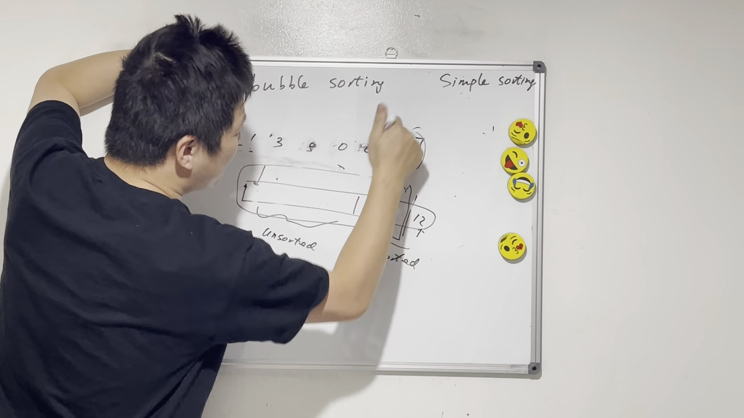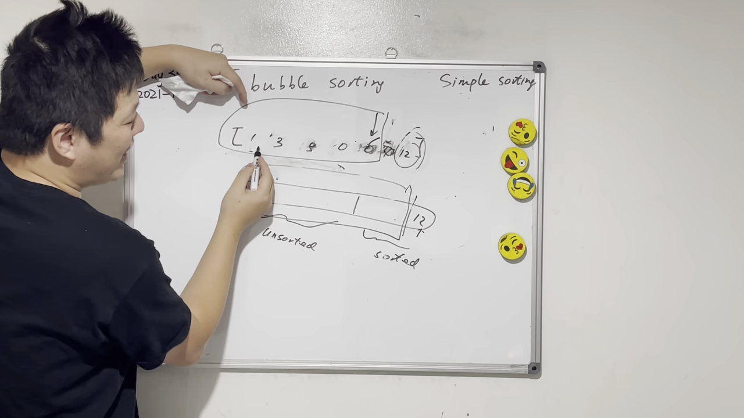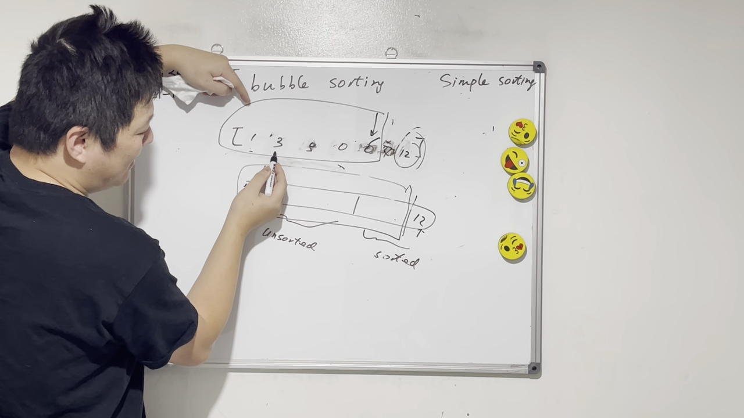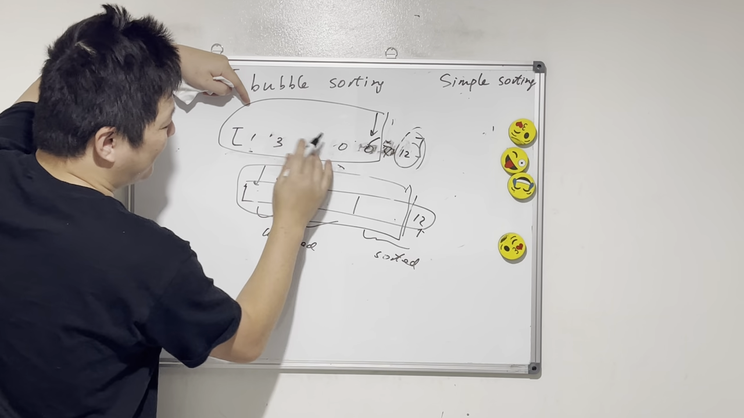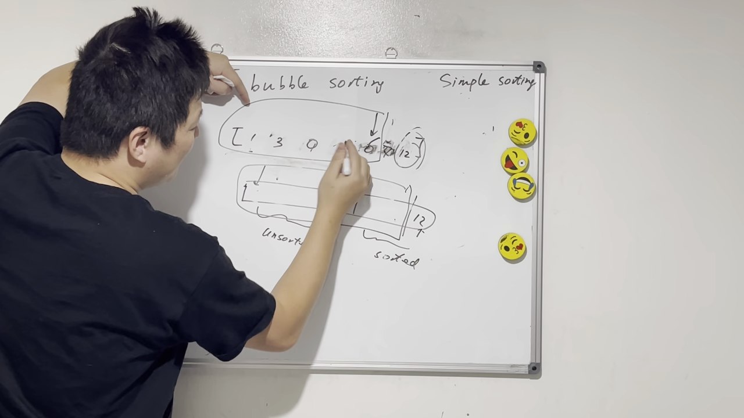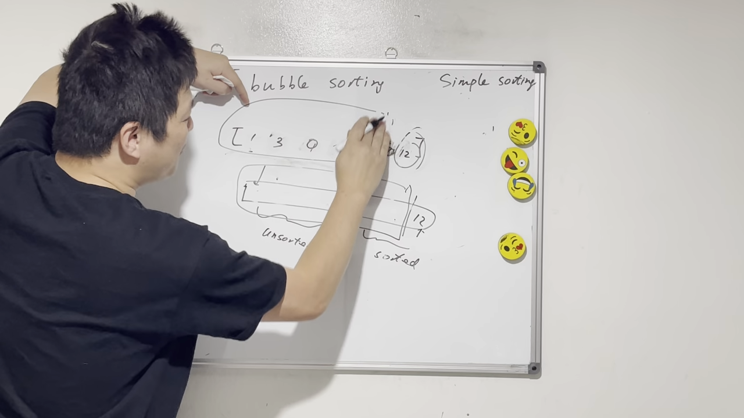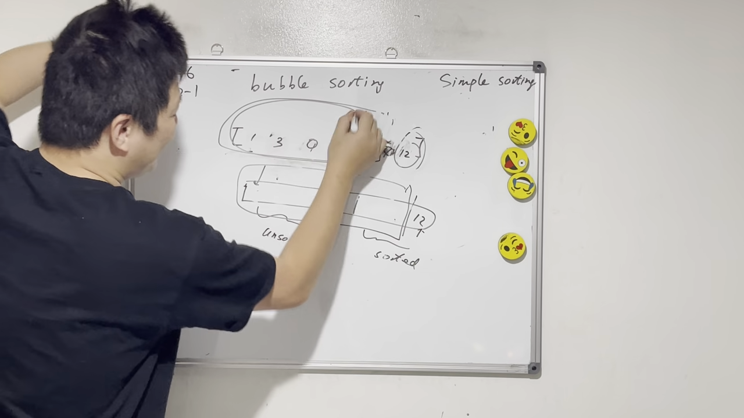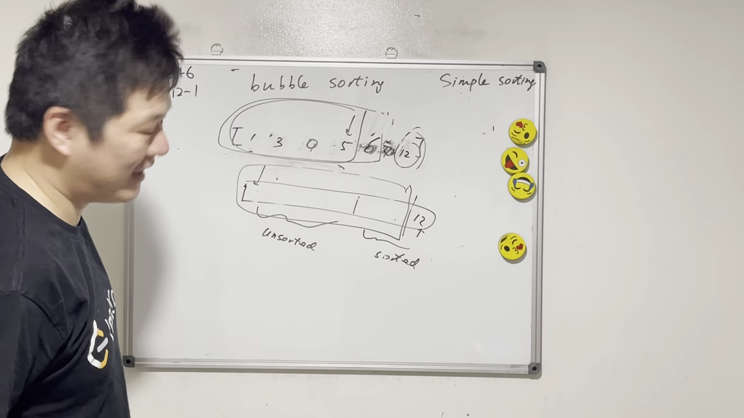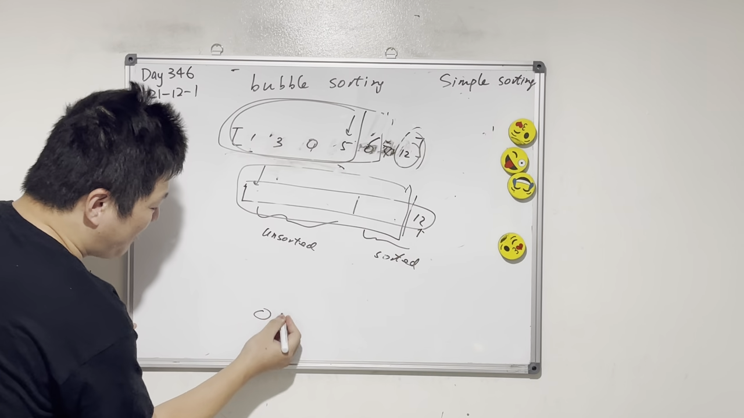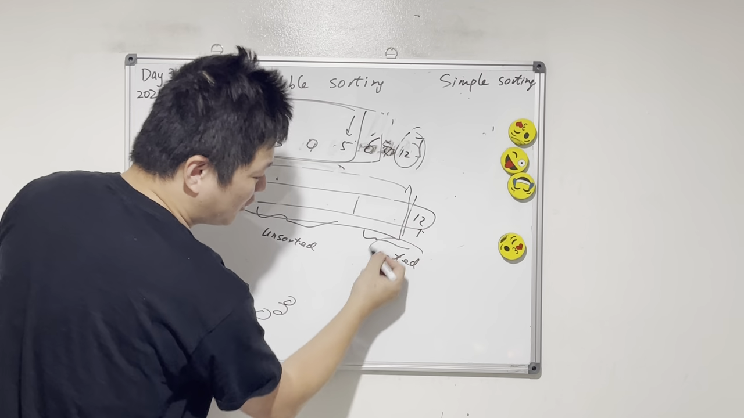Then I move here, so the unsorted list will be here. 1 and 3? No. 3 and 5? No. 5 and 0? Yes. 5 and 6? No. So 6 is the largest, then I move here. Do you see how this works? Every time we're bubbling, the largest number bubbles to the end, which is the sorting.